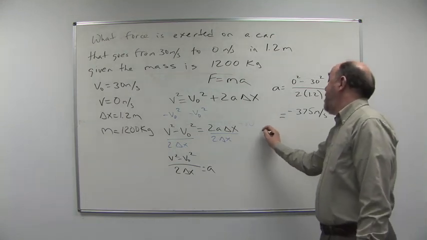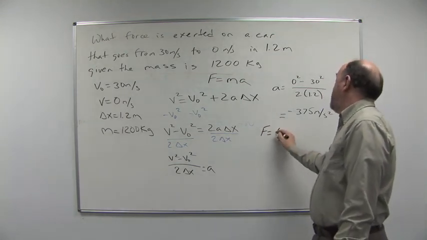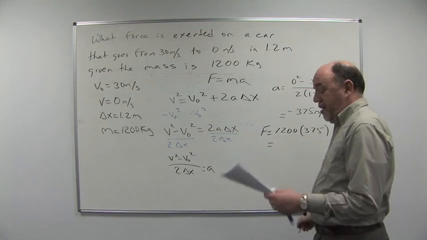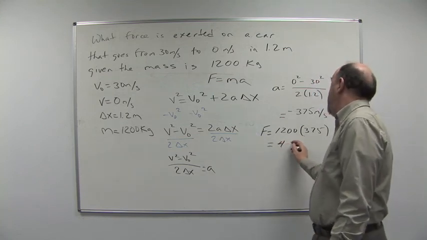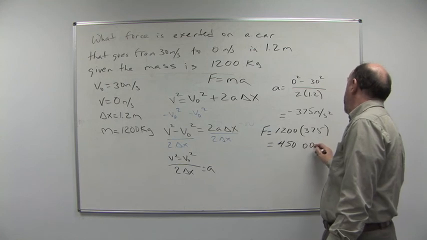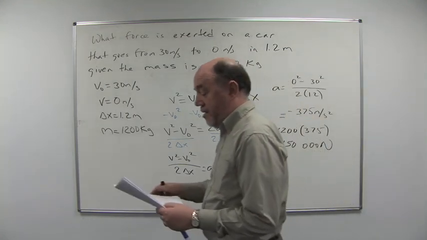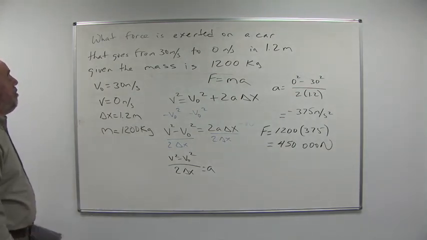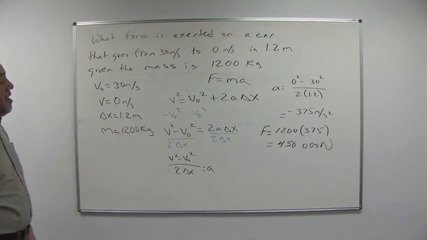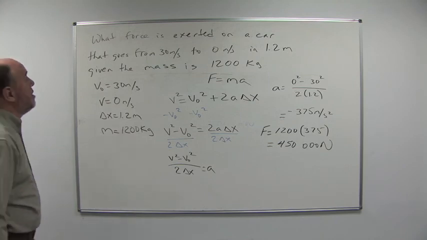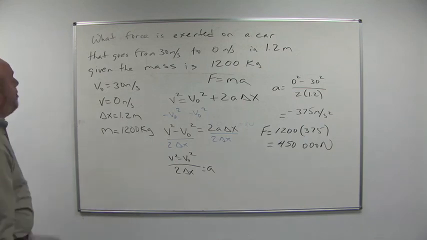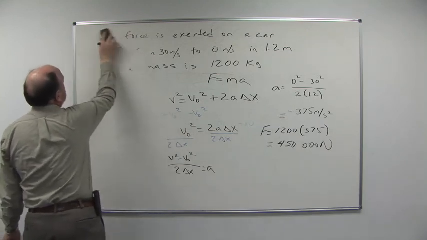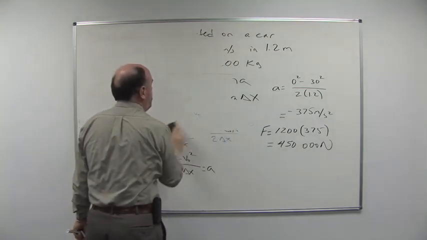So the force is going to be the mass, which is 1,200, times 375. And so the force exerted here will be 450,000 newtons. That would be the force exerted on my car, whether that's through the brake or because this car ran into something and came to an abrupt stop. Another scenario dealing with Newton's laws would be two masses suspended from a pole.